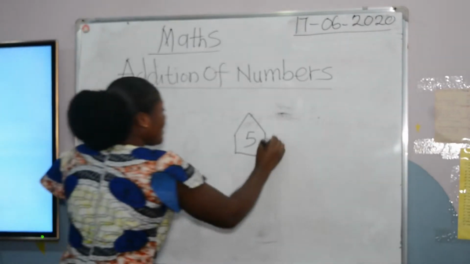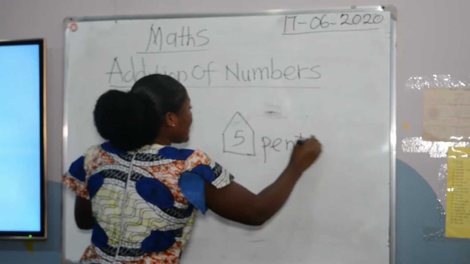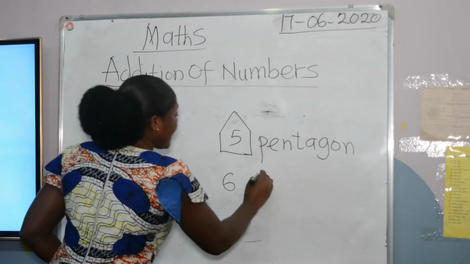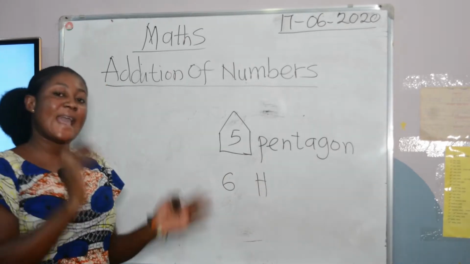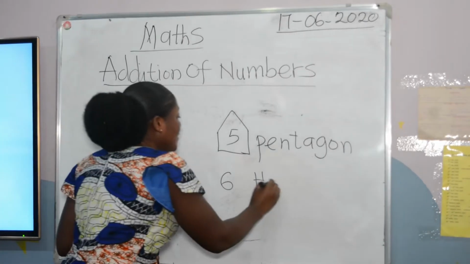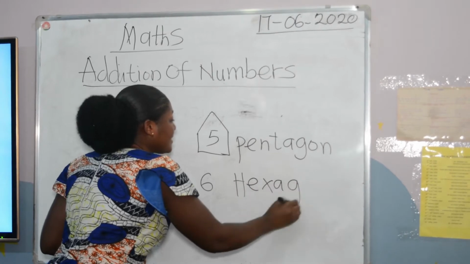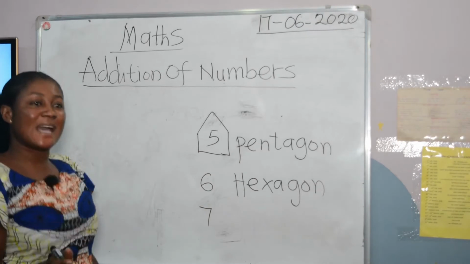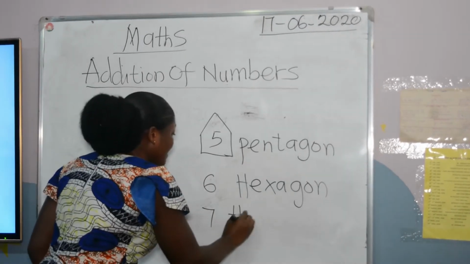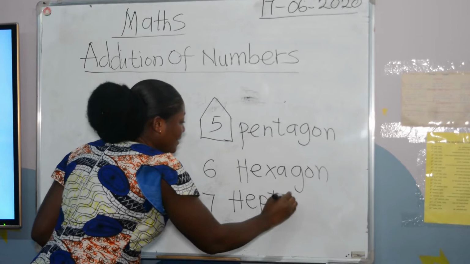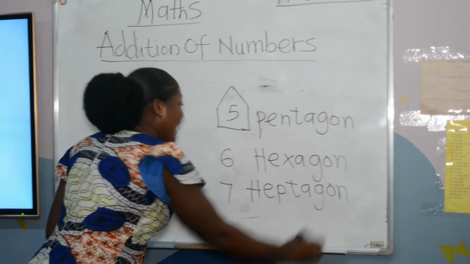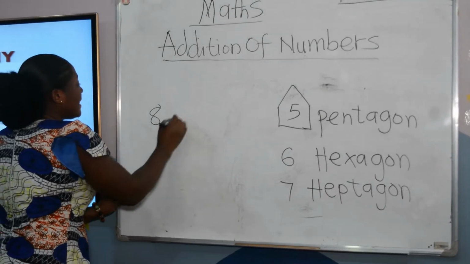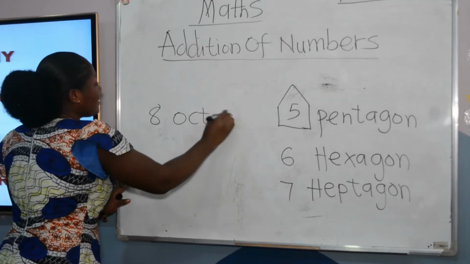And then we said the five-sided figure is a pentagon. So let me write pentagon for you. And then we said the six-sided figure is a hexagon. The seven-sided figure is a heptagon. The eight-sided figure is an octagon.